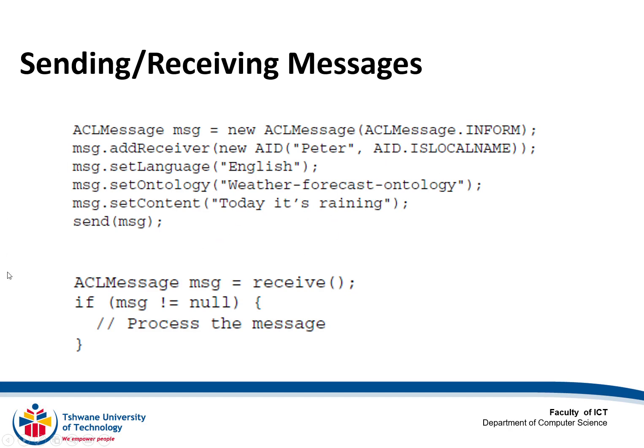Okay, and then at the end of all that preparation, you can send the message. Which is why, when you instantiated the inform message, you had to say message dot add receiver, dot set language, dot set ontology, dot set content, to then be able to send the message at the end through that object. All right, at the end of that, you can also receive a message. Once you have received that message, you can then process it accordingly.